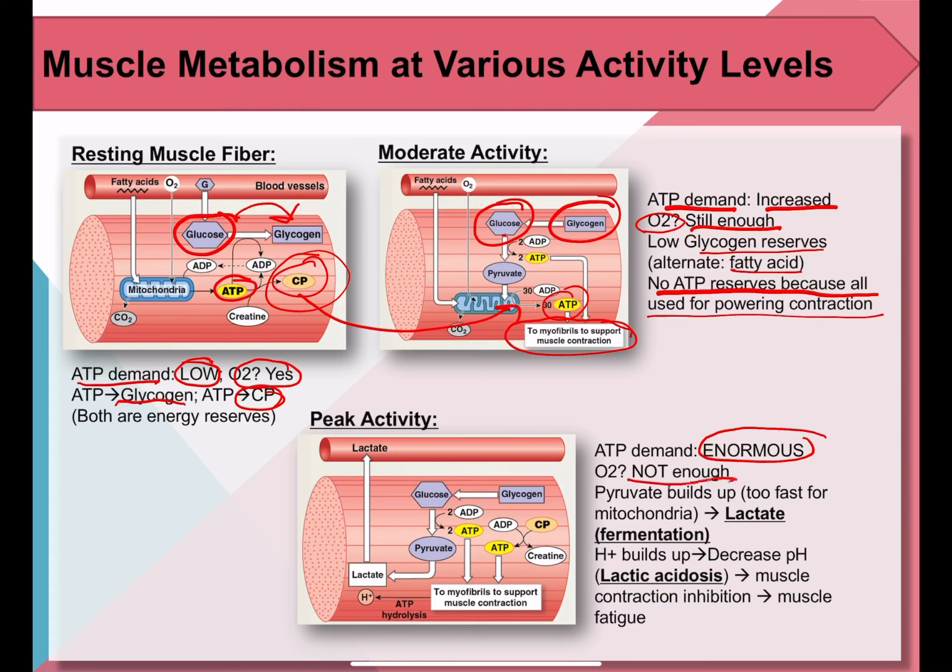Pyruvate also gets built up, because even though you're going through glycolysis very quickly, since glycolysis doesn't require oxygen, your citric acid cycle and electron transport chain require oxygen. So all this pyruvate is just waiting around for your electron transport chain to do its job, but it can't go any faster because you're running low on oxygen. So all this pyruvate, what do?